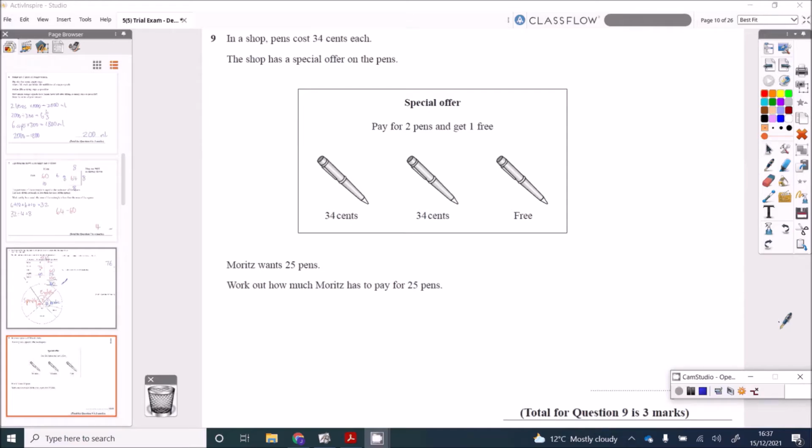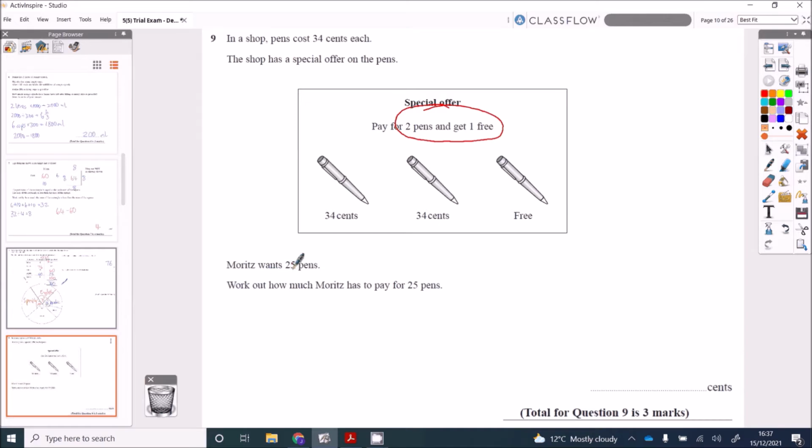Question 9. Now, this question is all about the special offers. Buy 2 pens, get 1 free. So really every little batch of pens comes in batches of 3s. You get 2 pens that you pay for, you get 1 free. That's 3 pens. And then 6, and there's 9, and so on.